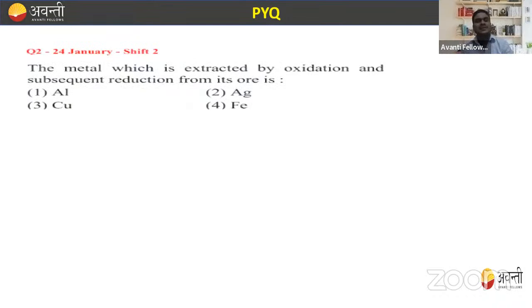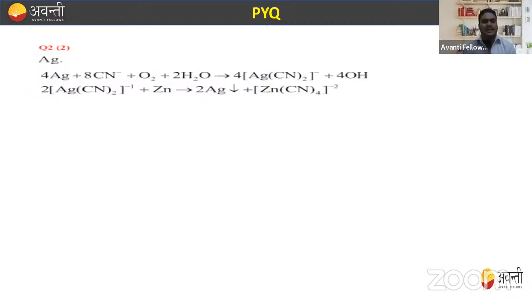Now, the metal which is extracted by oxidation and subsequent reduction from its ore is. So you have to identify the metal which is extracted by oxidation and subsequent reduction from its ore. What is the name of the metal? Yes, that is silver.